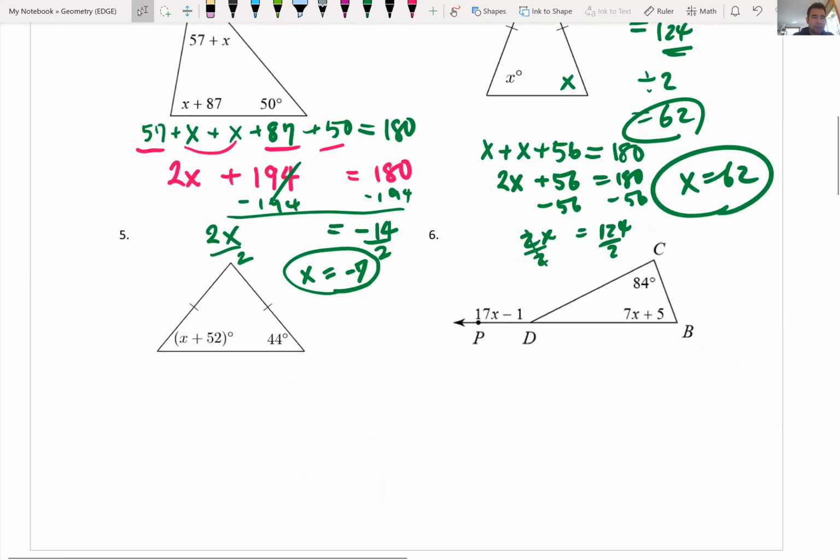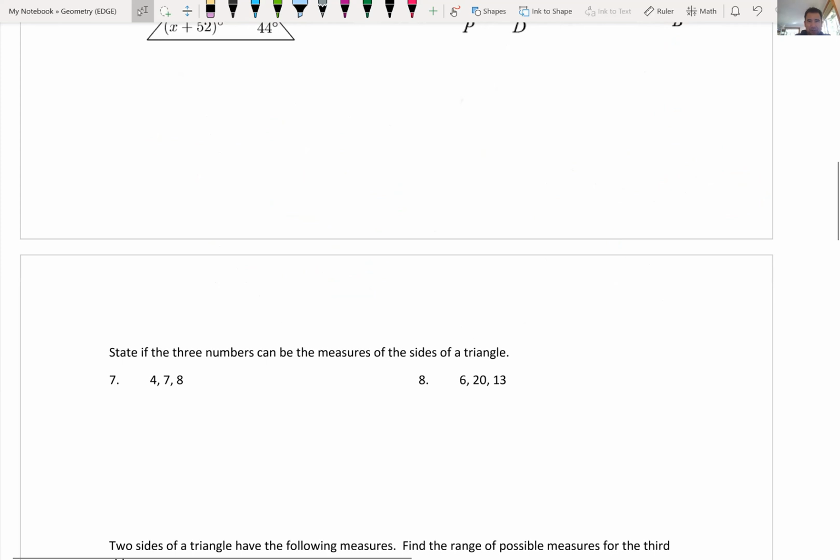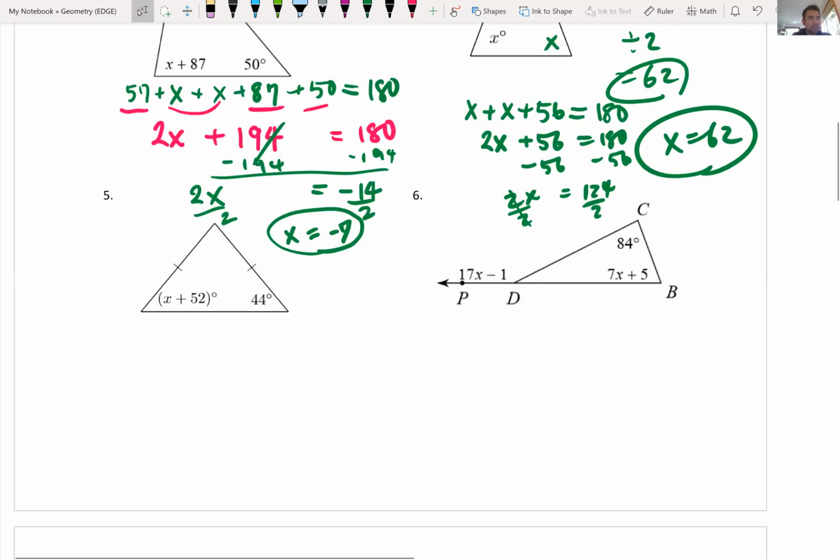Number 5. Let's work on number 5. How do you set it up? Again, lots of isosceles triangles. Is there any equilateral triangle problem? No, it's okay.